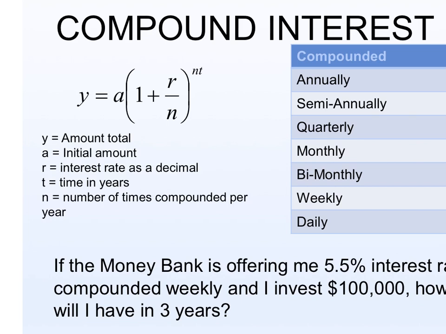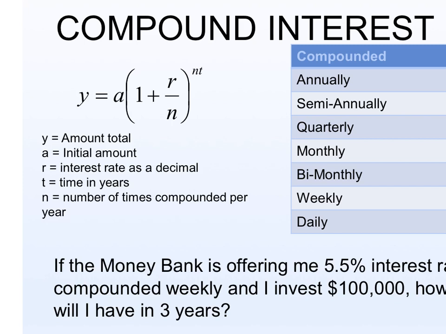All right, so as we look at compound interest, you notice each letter is represented by something. Y is the amount total. A is the initial amount that you invested. Okay? Then you've got inside your parentheses 1 plus R divided by N, where R is the interest rate as a decimal. So we talked about that. We can't plug in interest rate as percentages. Okay? Then N is the number of times it's compounded per year. All right? And T is the time in years.